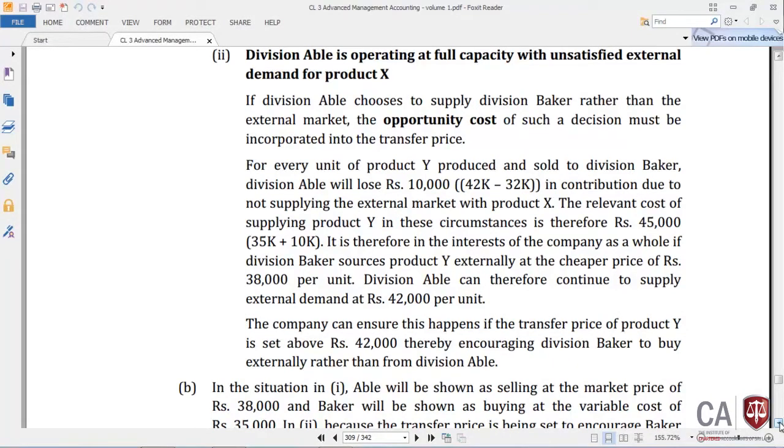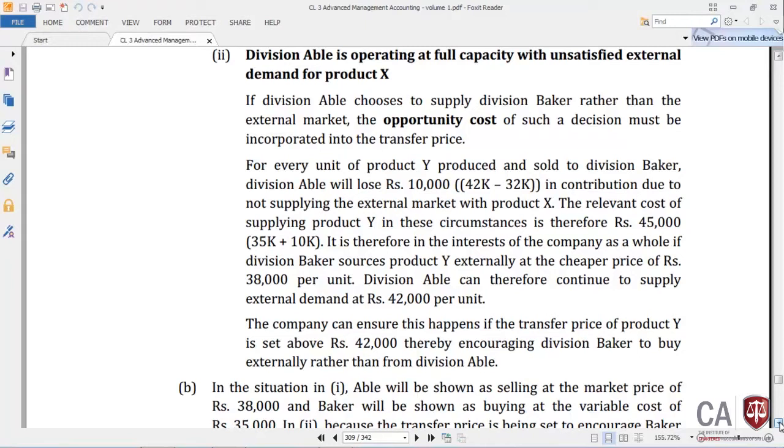Division A is operating at full capacity with unsatisfied external demand for product X. If division A chooses to supply division B rather than the external market, the opportunity cost of such addition must be incorporated into the transfer price. For every unit of product Y produced and sold to division B, division A will lose 10,000 in contribution due to not supplying the external market with product X, as I explained to you. That opportunity cost is 10,000.